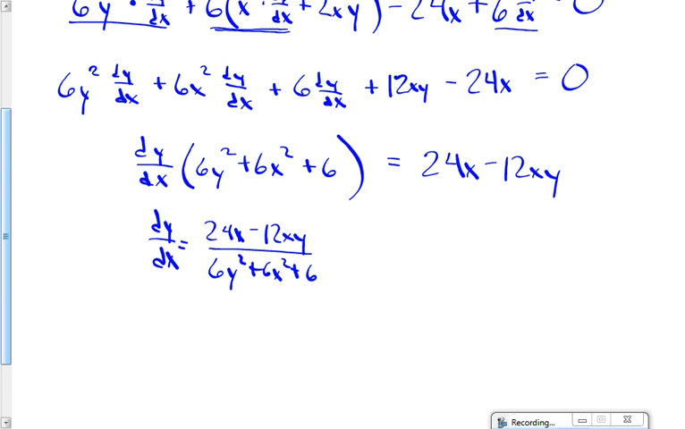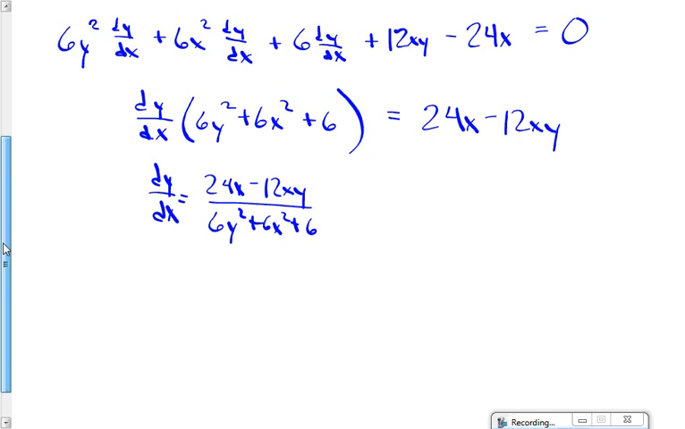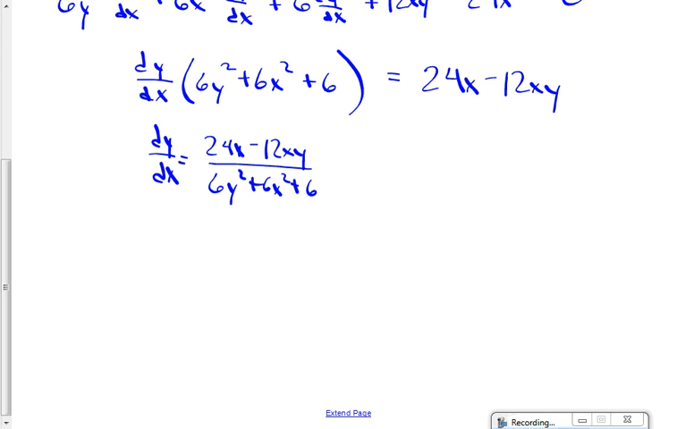Not quite. What's different? Am I missing something? Did I screw something up here? No, I'm good. Okay? There's a 6 taken out of the bottom. So I would write this. I would take a 6 out of the top, and I would take a 6 out of the bottom, and I would manipulate some things to make it look like they want it to look like.